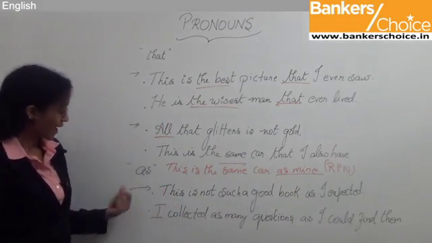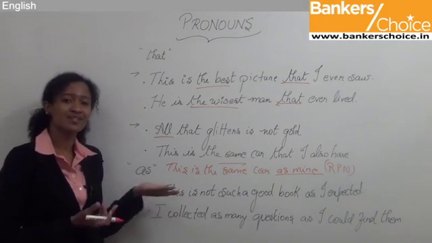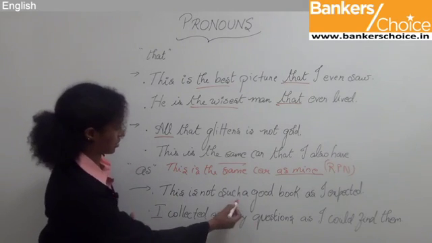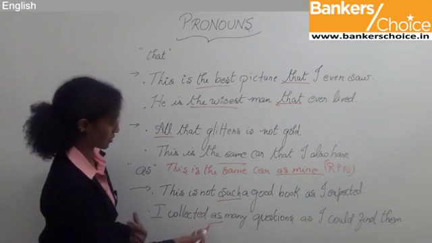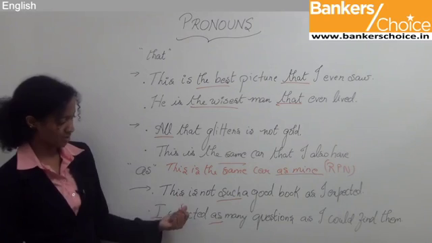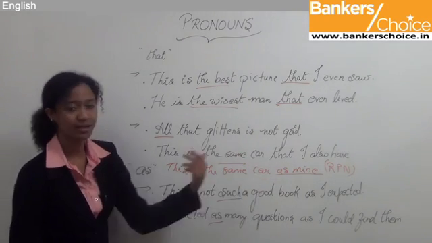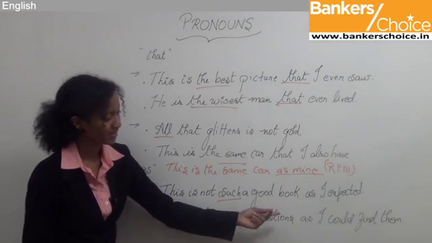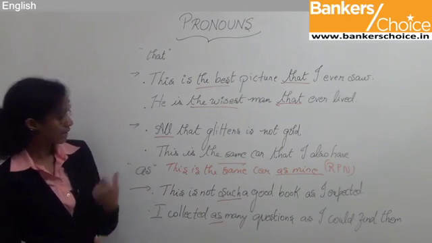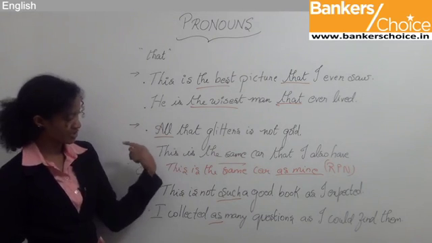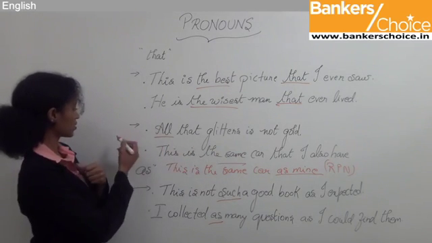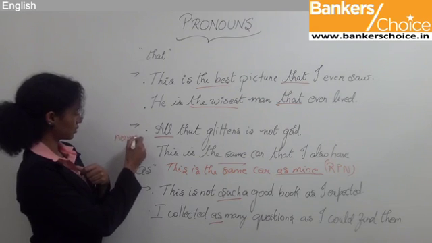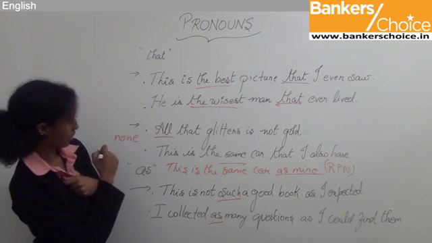As is also used as a relative pronoun when it is preceded by words like such or as. So, this is not such a good book as I expected, or I collected as many questions as I could find. Here in this case, it is not only words like all or same, there are also words like none, or only.